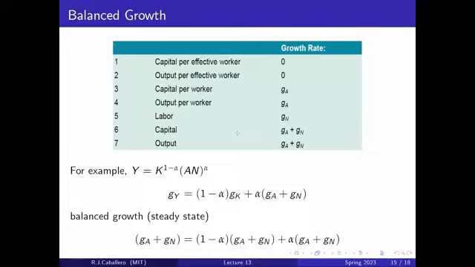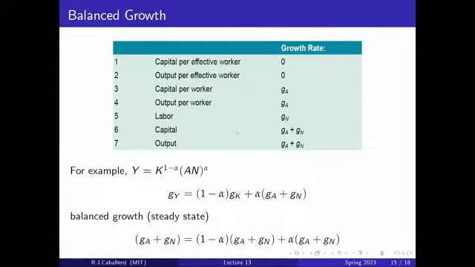Capital per worker has to grow at the rate GA, because capital per effective worker is not growing, so capital per worker will be growing at the rate GA. The same applies for output per worker. Output per effective worker is not growing, that's balanced growth, but therefore output per worker will be growing at the rate GA.